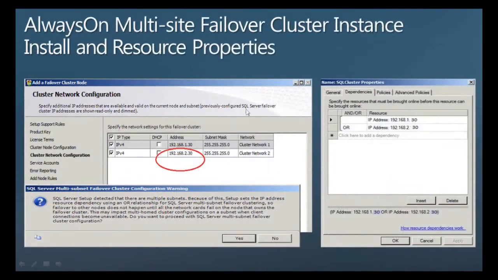So here are some screenshots when you set up this multi-site failover cluster instance. On the left side is what you can see from SQL. When you add a failover cluster node, it will ask you to add both IPs from each subnet. And it will also tell you we will use the OR relationship for the IP. The right side is if you go to Cluster Manager in Windows Server failover clustering, you will see the listener and see two IPs under the listener, combined with an OR relation.